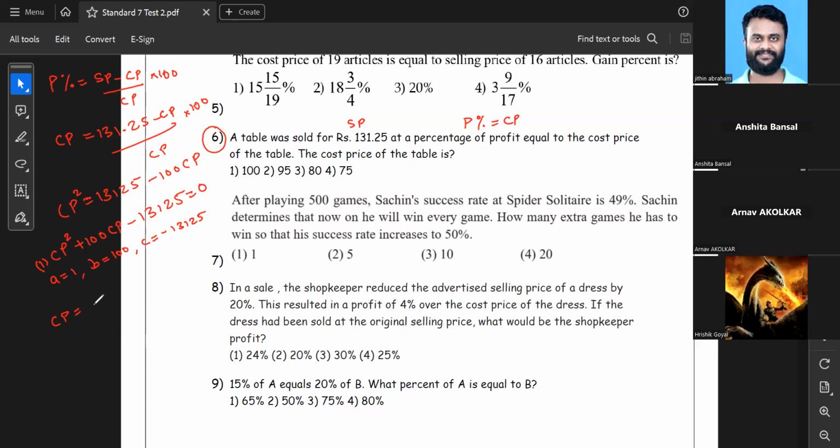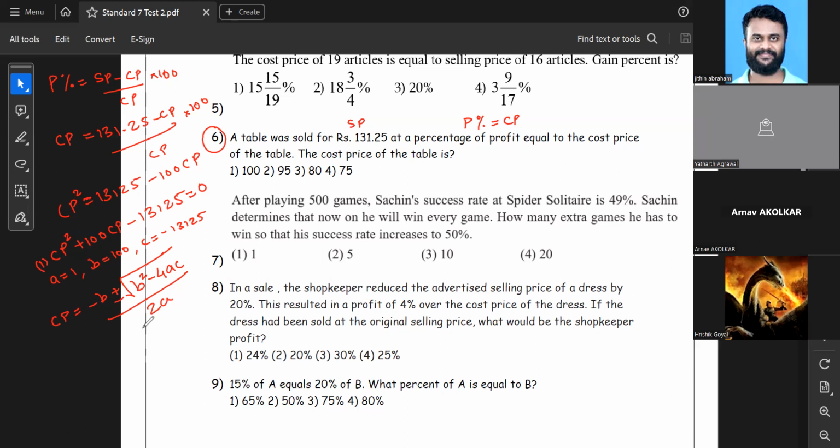To find the root of any quadratic equation, for example to find the CP, you can directly use the formula: minus B plus or minus under root of B square minus 4AC upon 2A. Have you been taught this formula? No, sir. This gives us the exact value. Have you seen this formula before? No, sir. Somebody is saying yes, somebody is saying no.